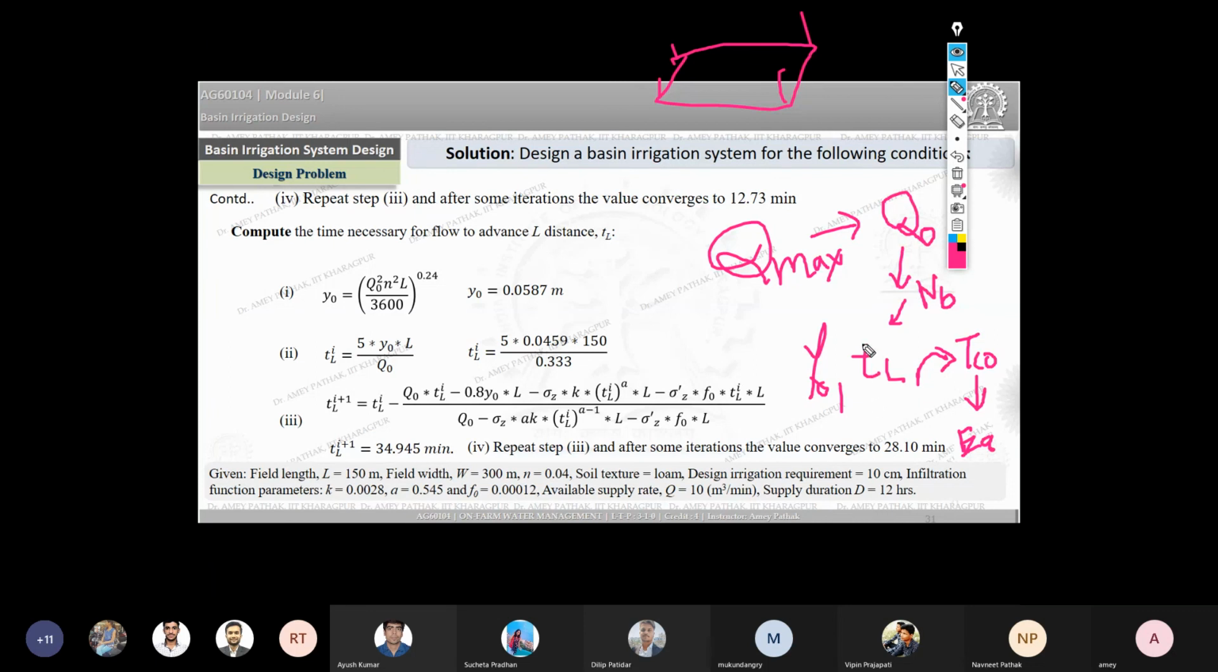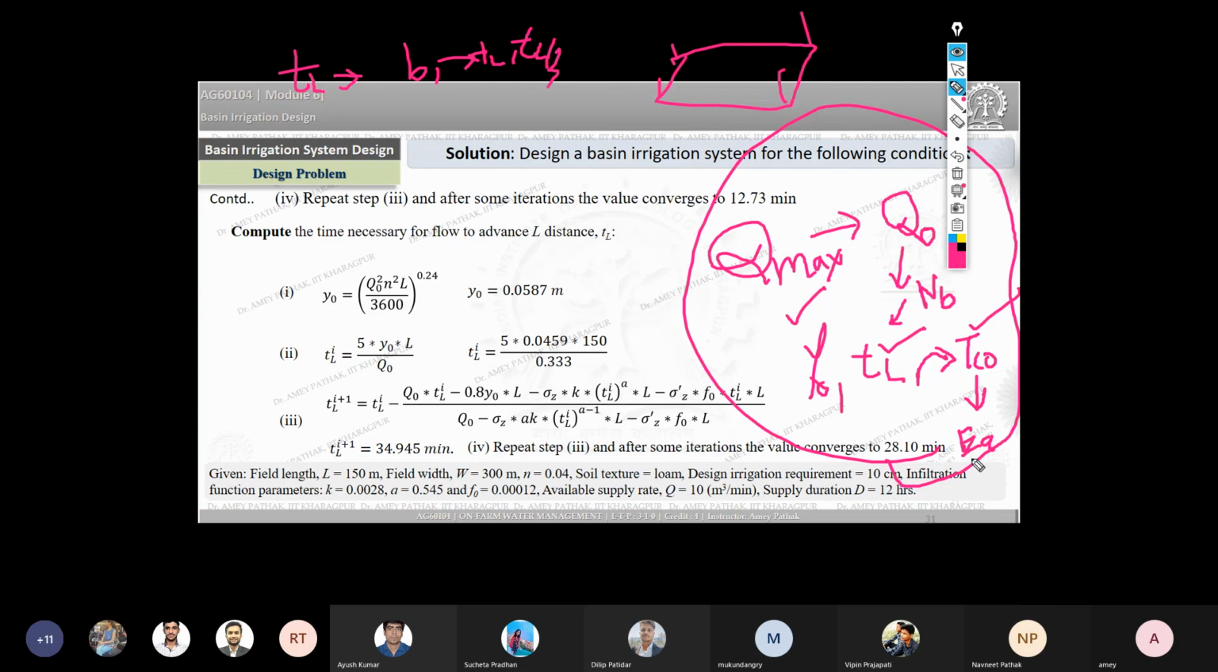To calculate this TL, we are using that algorithm in which we assume B, and based on that we calculate TL and TL by 2. So this is the simple step: fixing the Q max, then deciding the Q naught and that combination of number of basins. Based on that, calculate the Y naught, the time of advance, the time of cutoff, and the application efficiency. Whichever is giving the highest efficiency, that is your design.